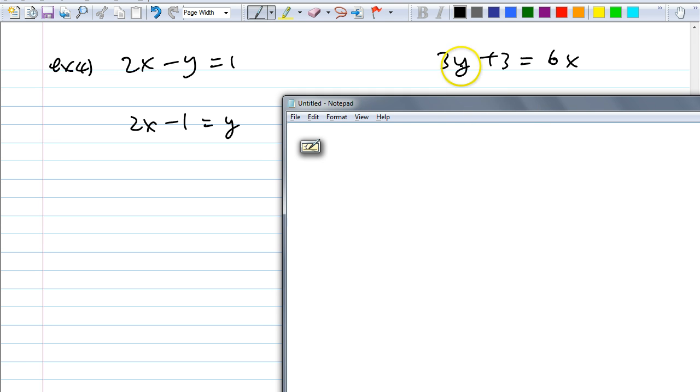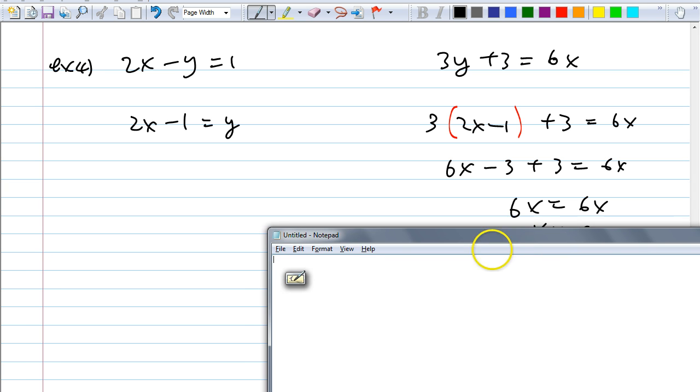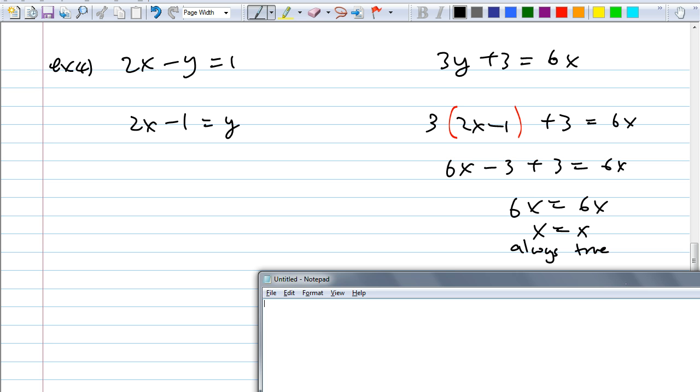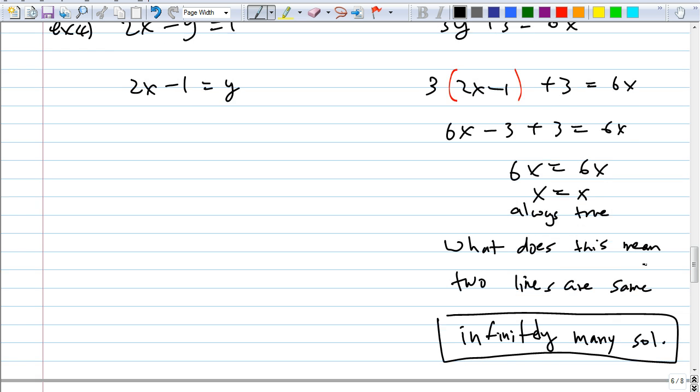You get, in place of y, who could tell me? Christine, tell me what to write here. Yes. And you distribute this. Did you all get 6x equals 6x? Yeah. Or if you want, you could divide both sides by 6. Either way, the left side would always be equal to the right side. What does this mean? This is always true. These are the same line, right? Remember? So guess what? Infinitely many solutions, right?